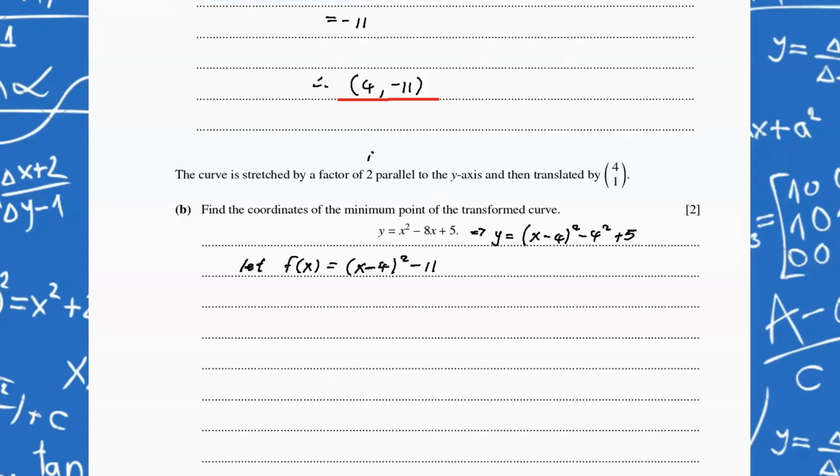So this is the first transformation, which is a stretch by factor 2 parallel to the y-axis. So applying that first transformation, I'll call that transformation number 1. It will give us 2 of f of x, which is 2 of x minus 4 squared minus 22. Okay, and I'll say that is fine, and I'm actually going to call this g of x.